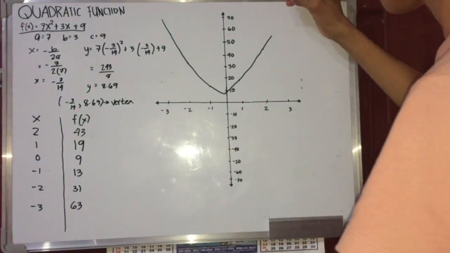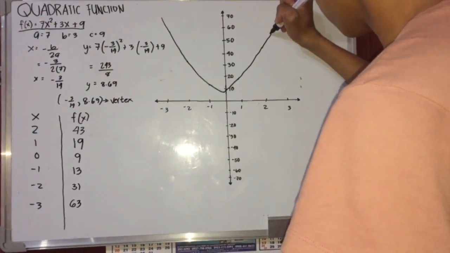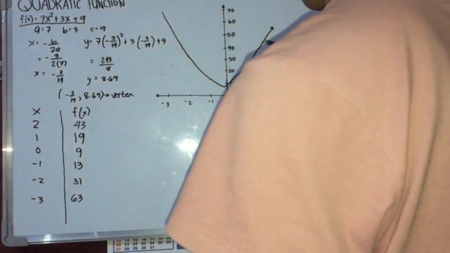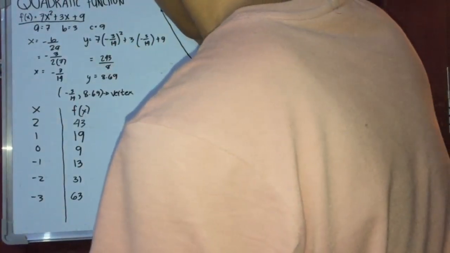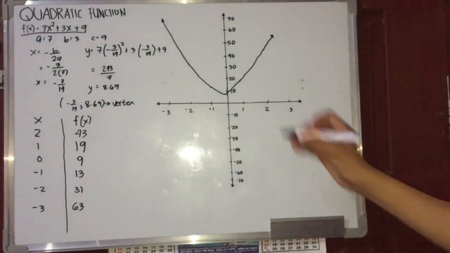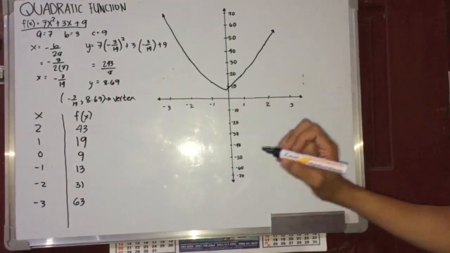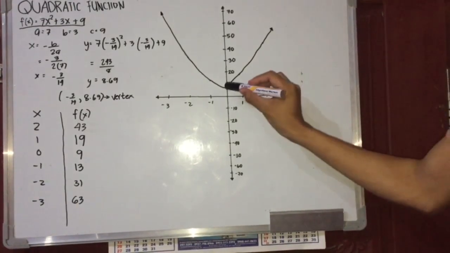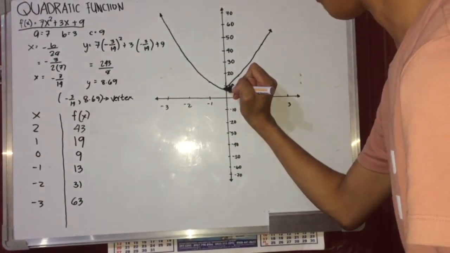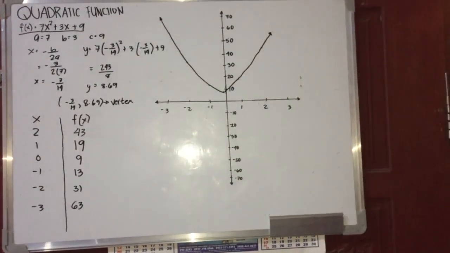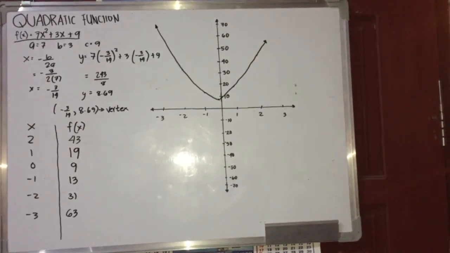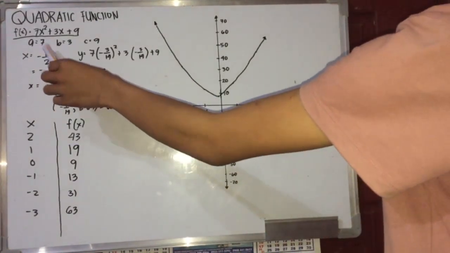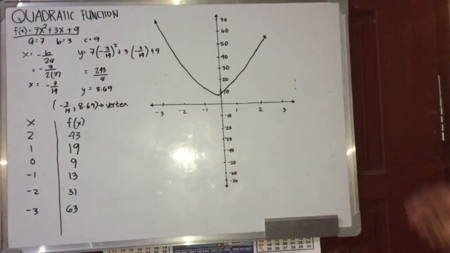After that, don't forget to write or draw an arrowhead to indicate that there is still a value after this and after this. And so, by the way, the vertex is where our graph or our parabola meets. So here it is. So that's it. That's the graph of our function 7x squared plus 3x plus 9.